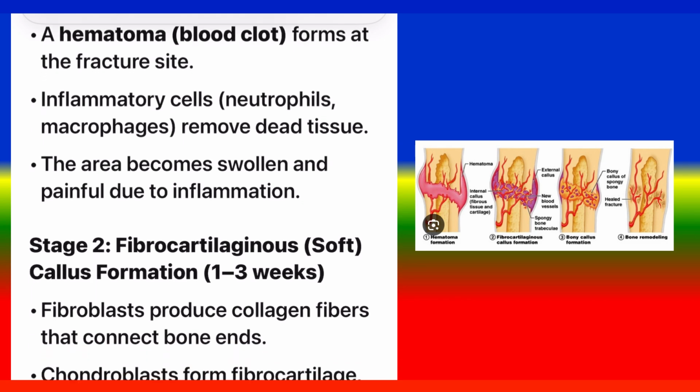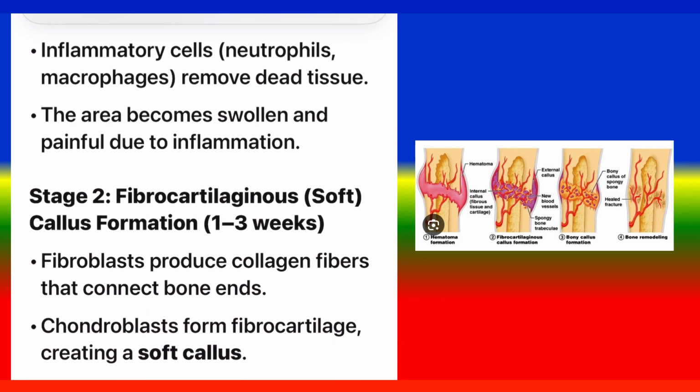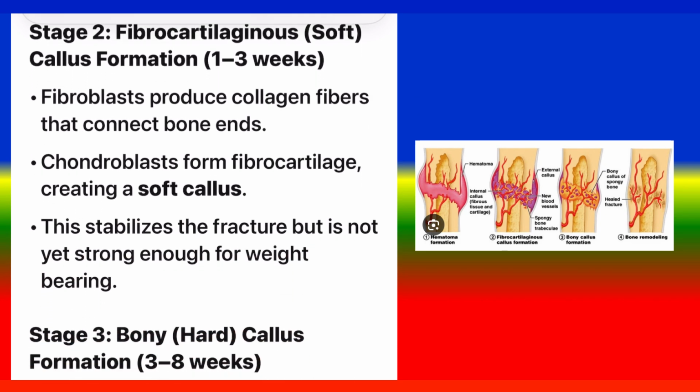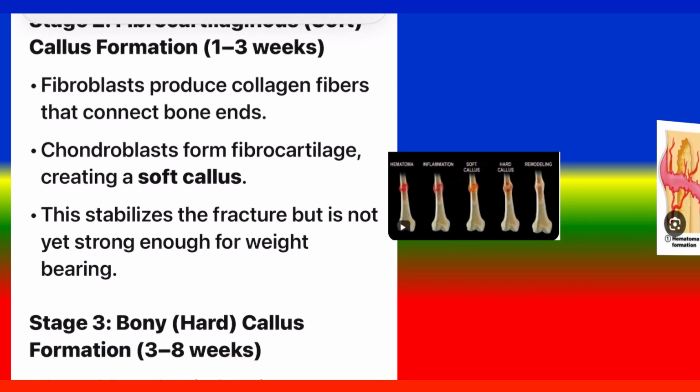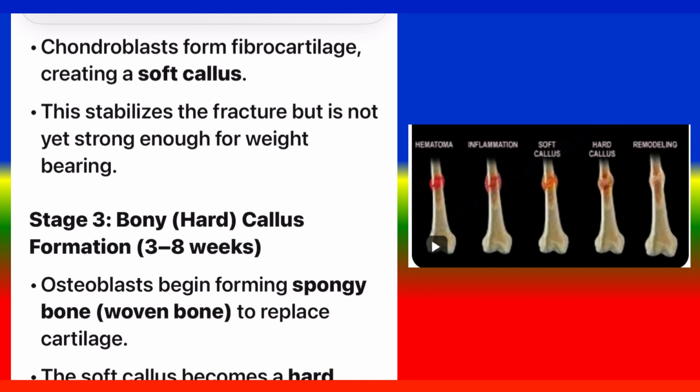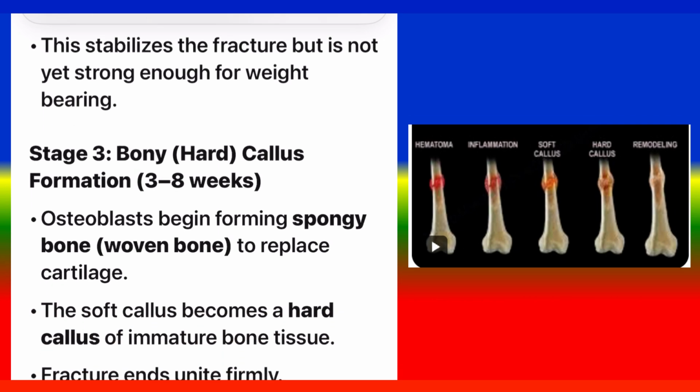Inflammatory cells, neutrophils, macrophages, remove dead tissue. The area becomes swollen and painful due to inflammation. Stage 2, fibrocartilaginous soft callus formation, 1 to 3 weeks. Fibroblasts produce collagen fibers that connect bone ends. Chondroblasts form fibrocartilage, creating a soft callus. This stabilizes the fracture but is not yet strong enough for weight bearing.